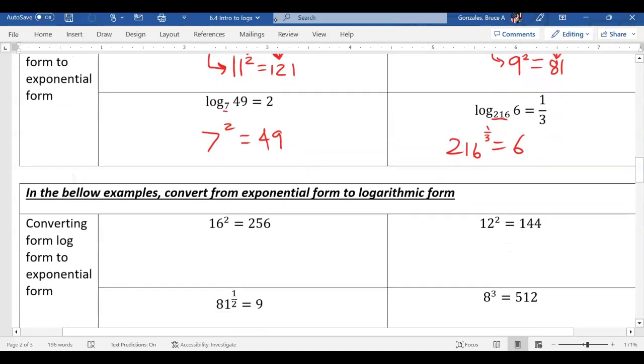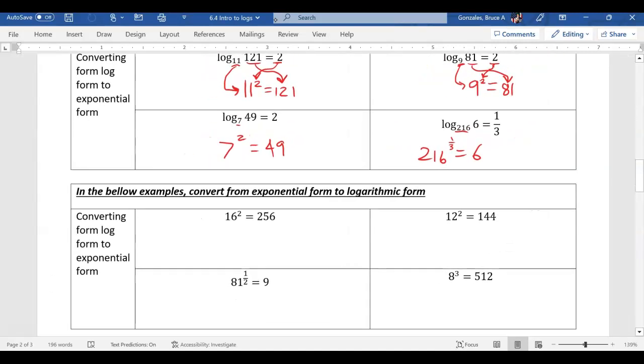All right, and then let's try it working backwards now. If I want to turn this into a log, then I'm going to write the word log. Okay, this 16 becomes my base. Log base 16. The result over here is what I'm logging, so to speak. And that equals the exponent. So log base 16 of 256 equals 2.